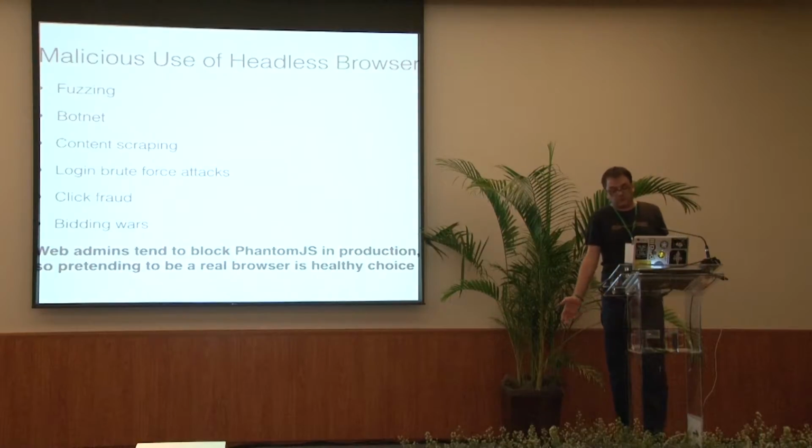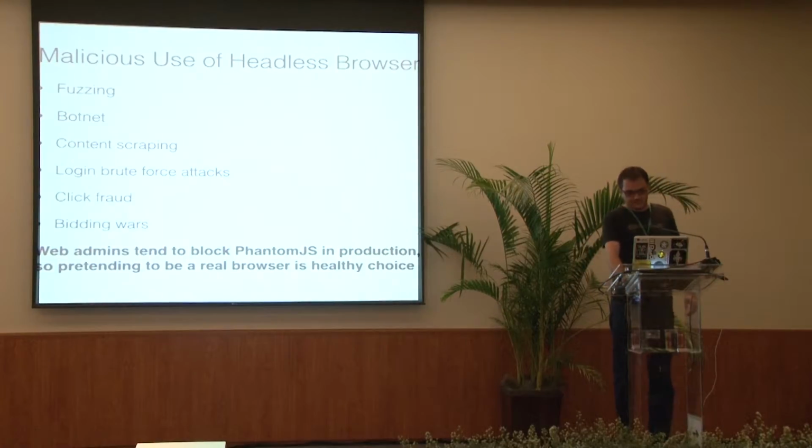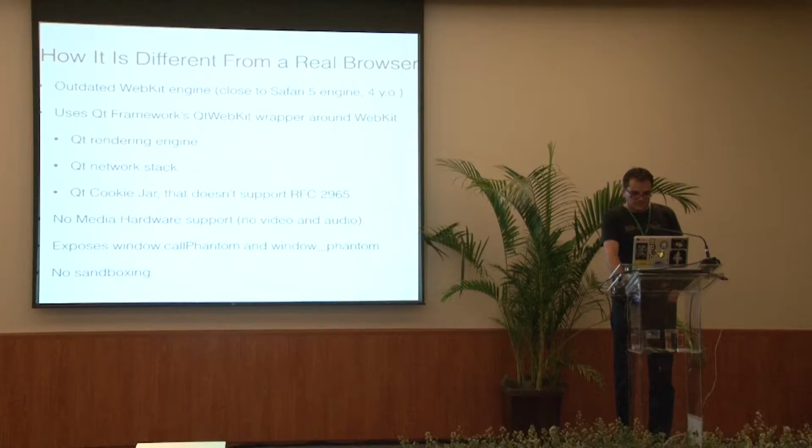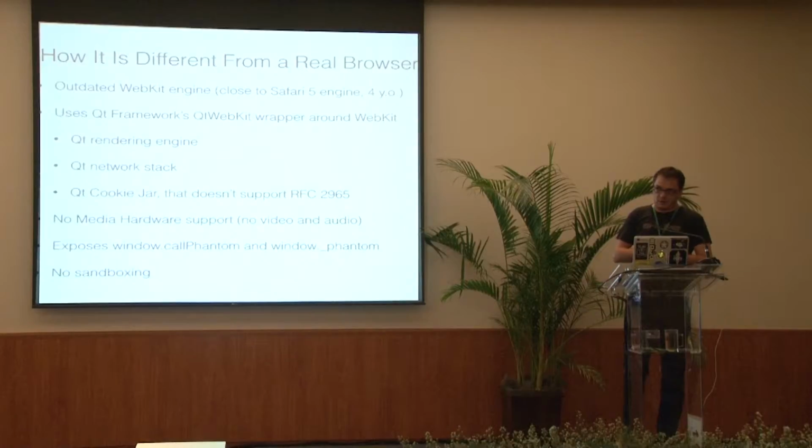And probably you want to do something to evade these blockings, so let's see what can be done. Impersonating: if you know that the website admin is blocking Phantom.js, the easiest thing to do is to pretend you are somebody else, like Chrome or Firefox or whatever. You don't really know who is visiting your website. Even if he says he's John Travolta, you don't know who it is, right?